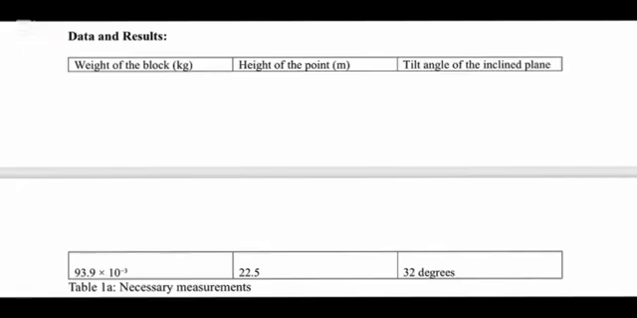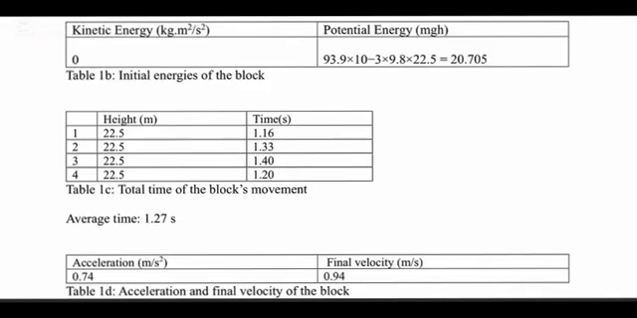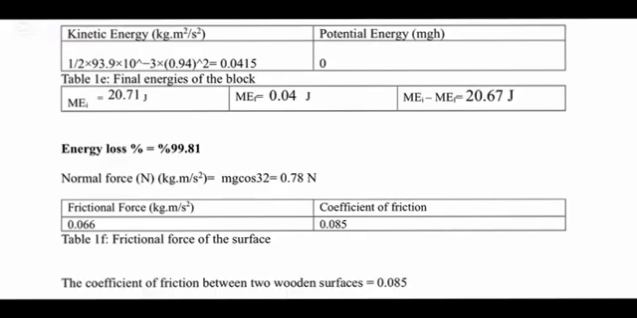I computed the initial potential and kinetic energy of the block. Then I computed the acceleration and the final velocity by using the formulas of motion in one dimension. And then I computed the final kinetic and potential energy and I found the change in mechanical energy, which is equal to the work done by the friction force. I also calculated the normal force of the block and then computed the coefficient of friction of the surface, and I found the percentage of energy loss.